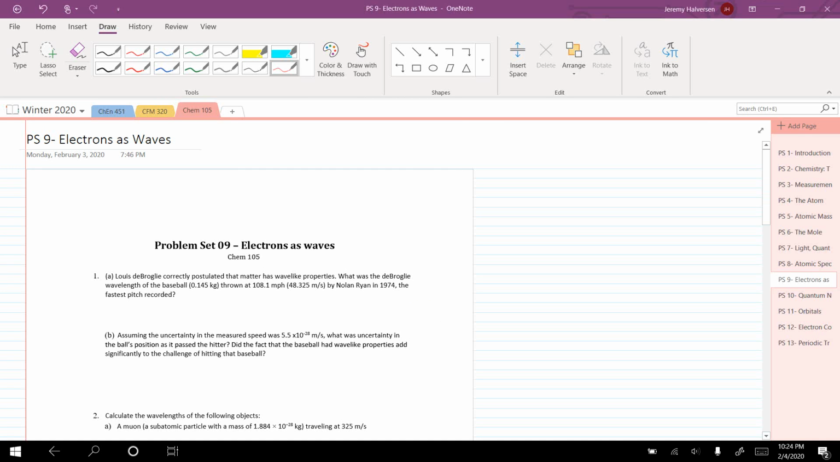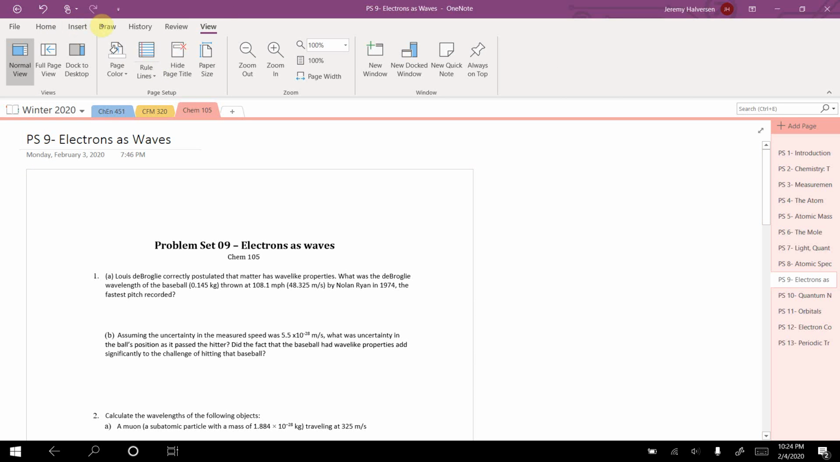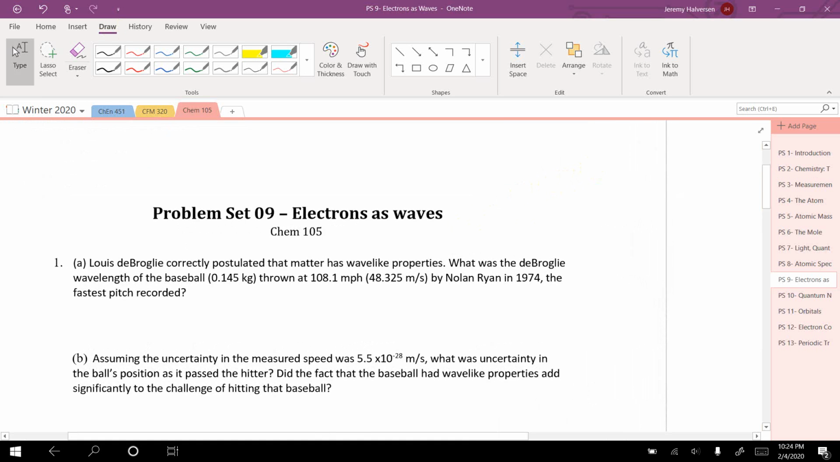All right, here we have problem set number 9, where we're going to be talking about electrons and waves, wave properties of particles and things with mass. So we've talked about light and how light is a wave, but it also has particle characteristics, and now we're going to talk about electrons, which we usually think of as particles, but in reality also behave very similarly to waves at times.